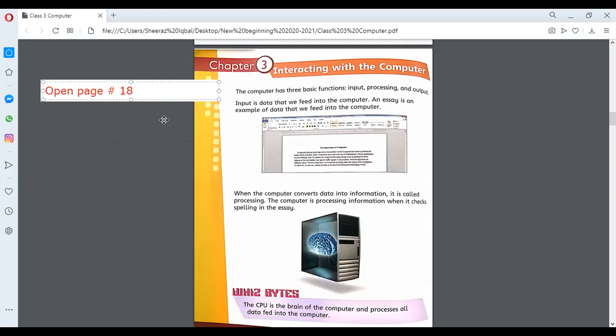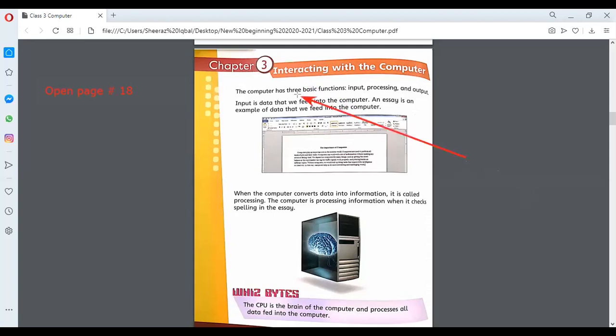Okay. So now, what is the name of the chapter? Interacting with Computer. Okay. So there is one word in the name of the chapter. Let me tell you the meaning of that word first. Interacting. The meaning of that word is basically communication.